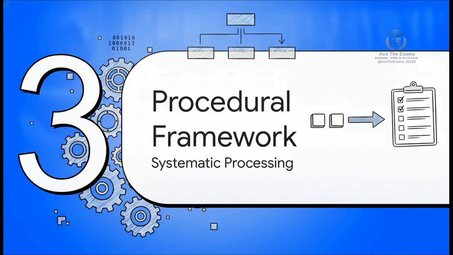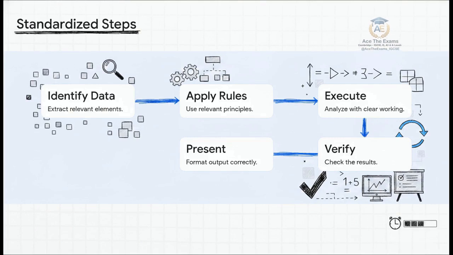All right, Section 3, our systematic procedural framework. So how do we actually practically put this into action? We do it by using a standardized 5-step framework. Step 1, identify the key elements and extract your data. Step 2, apply the relevant principles. Step 3, execute your analysis with completely clear working. Step 4, verify those results. And finally, Step 5, present them in the appropriate format.